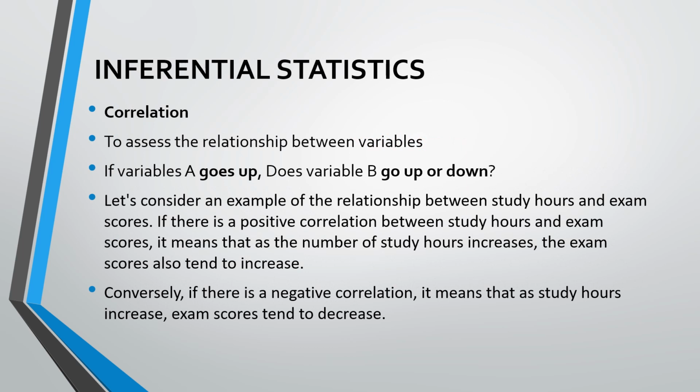Inferential statistics: correlation. To assess the relationship between variables. If variable A goes up, does variable B go up or down? Let's consider an example of the relationship between study hours and exam scores. If there is a positive correlation between study hours and exam scores, it means that as the number of study hours increases, the exam scores also tend to increase. Conversely, if there is a negative correlation, it means that as study hours increase, exam scores tend to decrease.